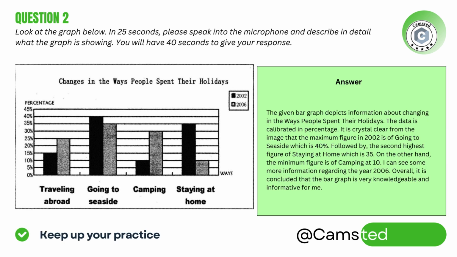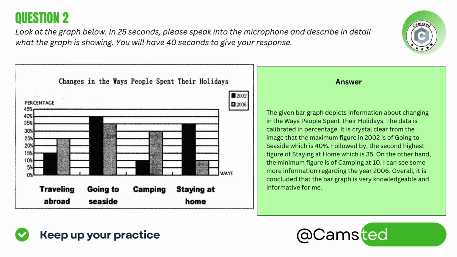The given bar graph depicts information about changing in the ways people spent their holidays. The data is calibrated in percentage. It is crystal clear from the image that the maximum figure in 2002 is of going to seaside, which is 40%. Followed by the second highest figure of staying at home, which is 35%.